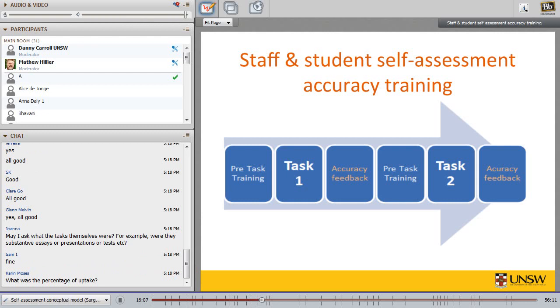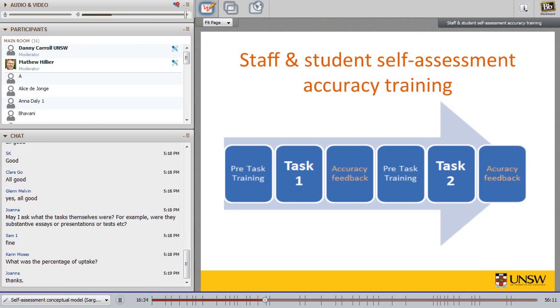Joanna just asked, what are the tasks themselves? For example, were they substantive essays or presentations as tests? You didn't mention essays, but what percentage were they worth, for example? Yes, they were reasonably substantive tasks. The first task was like 10%, the second one was 25, 30. In one of the two courses, they were case studies, and then in the other course, it was a report, a kind of a management report or something. But pretty familiar task types.